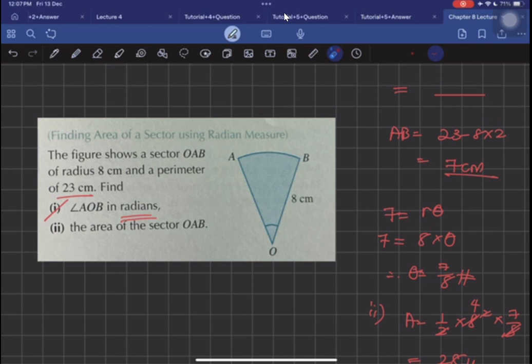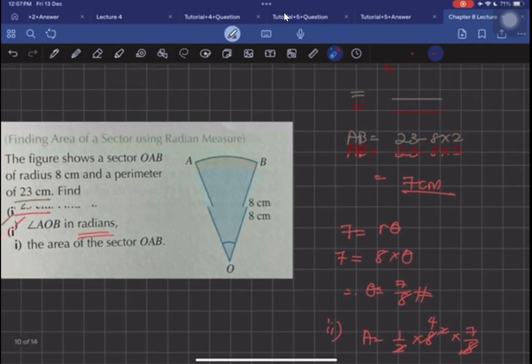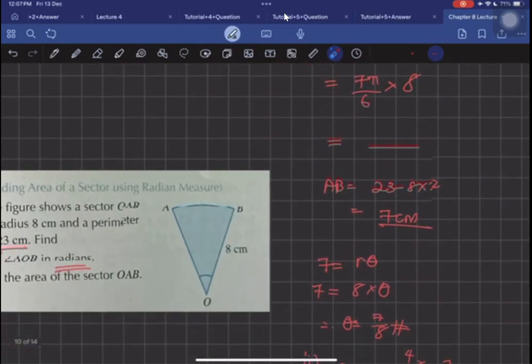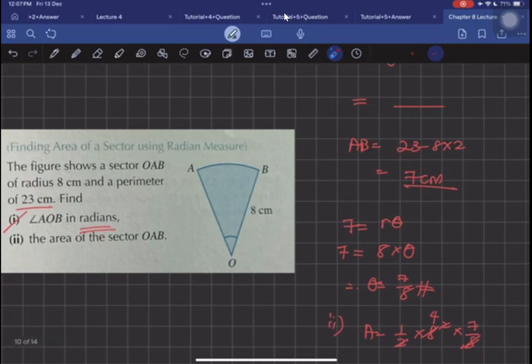Okay, so let's take a look at this question. You're told to find angle AOB in radians. You're given that the perimeter is 23 cm. So that means you can find the arc length. Wait, where's my part one? Yeah, sorry, this part one. So your arc AB is basically 23 minus 8 times 2, which is equal to 7 cm. So 7 is equal to r theta, and r is given to be 8. Therefore, theta is equal to 7 over 8. So this is your angle in radians.